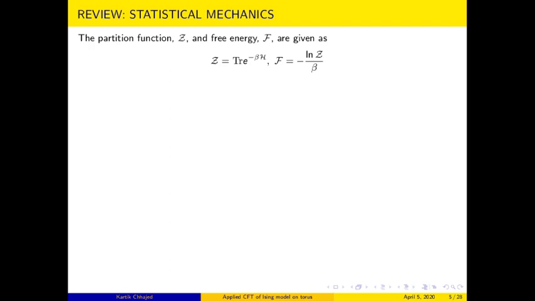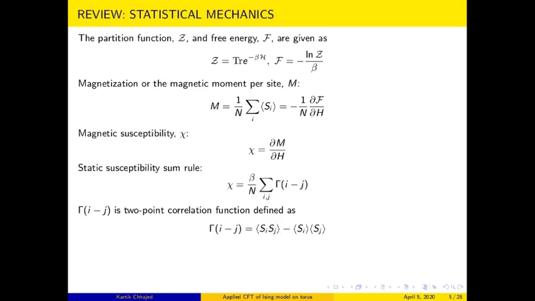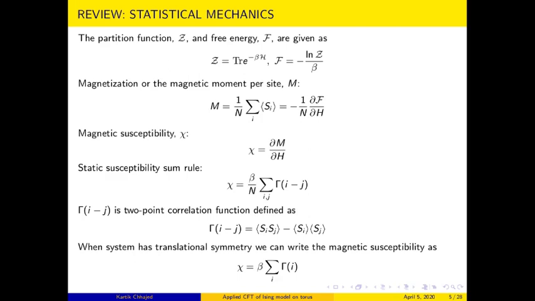So let's revise our statistical mechanics. We can write the partition function for the Ising model, and from this partition function we can also write the free energy. Once we have the free energy, we can write various kinds of measurable thermodynamic quantities such as magnetization and magnetic susceptibility. There is a rule, the susceptibility sum rule, which tells you that we can write the susceptibility in terms of the spin-spin correlation function. And when we have translation symmetry in our system, then we can write susceptibility like this.